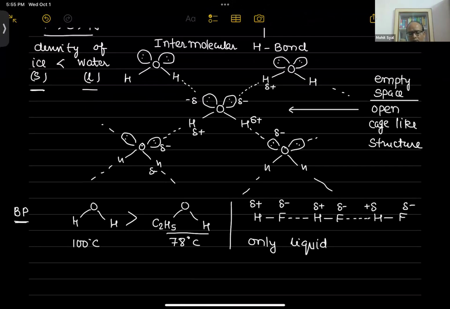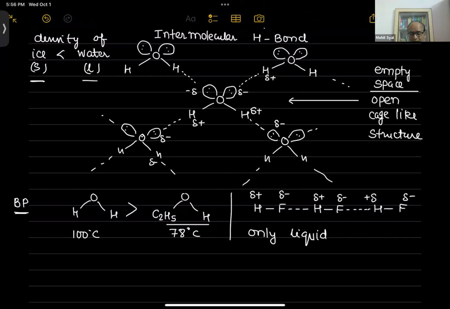Alcohol has a lower boiling point because in alcohol there is just one H. The ethyl group, the alkyl group, doesn't participate in hydrogen bonding because carbon is not sufficiently electronegative. Only the hydrogen connected to fluorine, oxygen, and nitrogen, the three most electronegative elements, participates in hydrogen bonding.